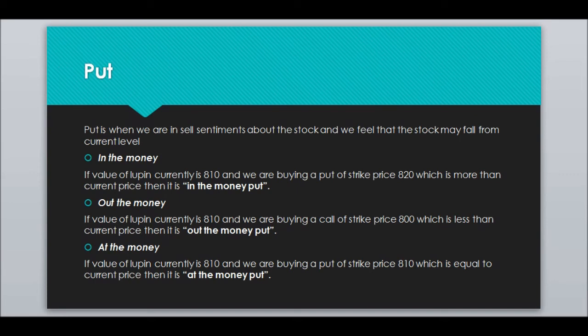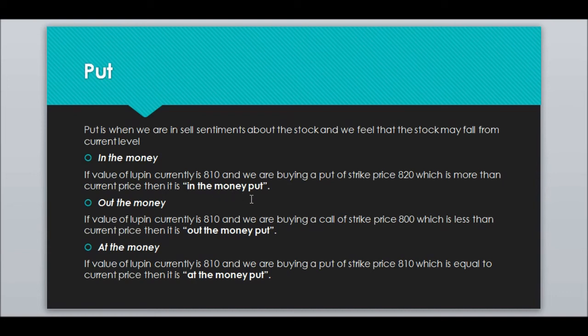So even the put has in the money, out of the money, and at the money options, just it is reverse of the call. So as we have buy and sell options, here also in option trading we have a call and put. So suppose we have a sell sentiment, for the in the money put, suppose for Lupin it is currently 810 and we are selling it at a price of 820. That means currently it has gone to 810, means we are already in a profit of 10 rupees.